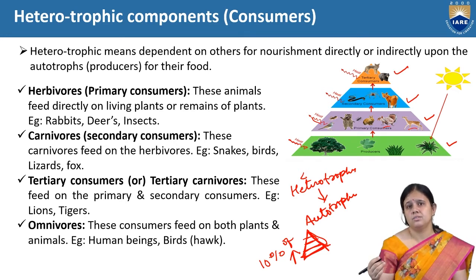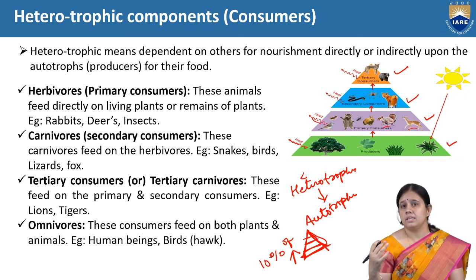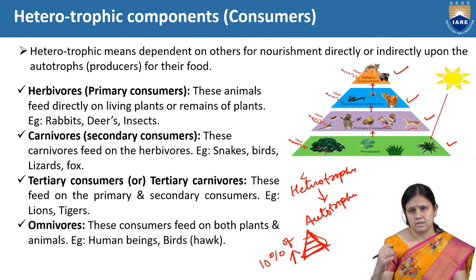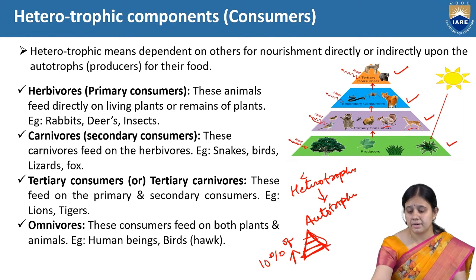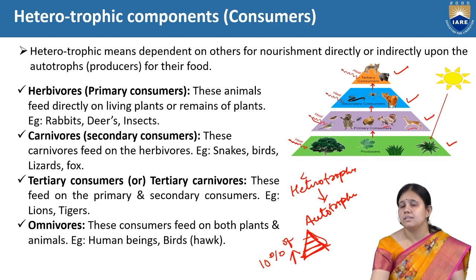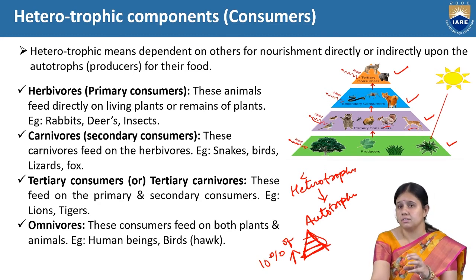After that, the secondary consumers are the carnivores. Carnivores feed on the herbivores, those animals that eat herbs only. So carnivores are those animals that eat organisms that eat herbs. Examples of carnivores are snake, bird, fox. They will eat deer, rabbit, sparrow. A snake will eat a sparrow, for example. So they are called secondary consumers.